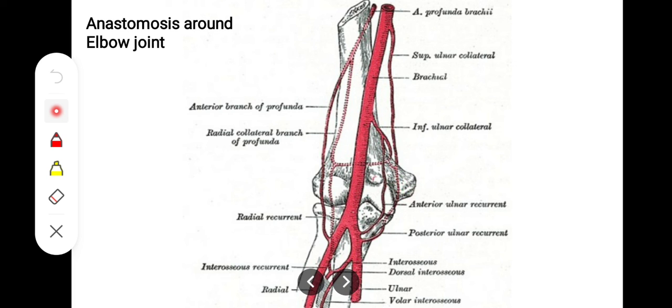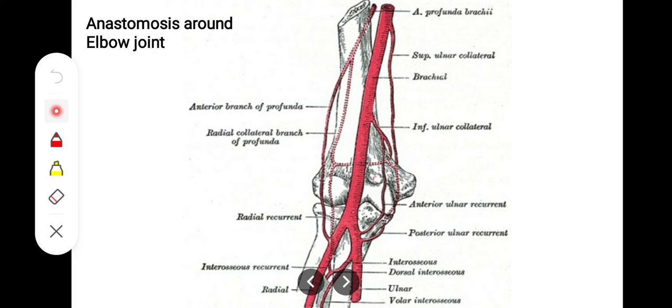And behind the medial epicondyle, the superior ulnar collateral branch of the brachial artery will be anastomosing with the posterior ulnar recurrent branch of the ulnar artery, right? So in this way, this is the anastomosis. It must be read several times to really learn it by heart. So this was the anastomosis between the various branches of the brachial artery as well as the radial and ulnar artery. Learning the anastomosis also helps us memorize the different arteries, and how different branches form communications with their further branches.